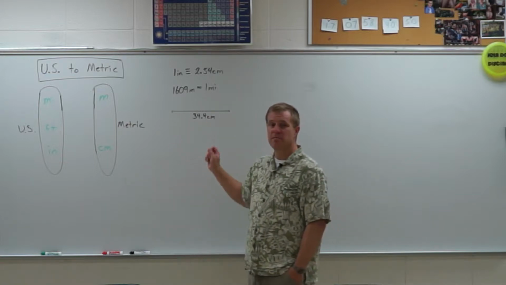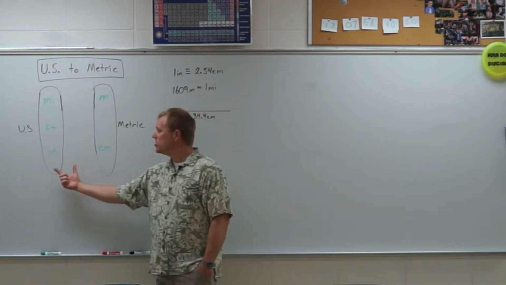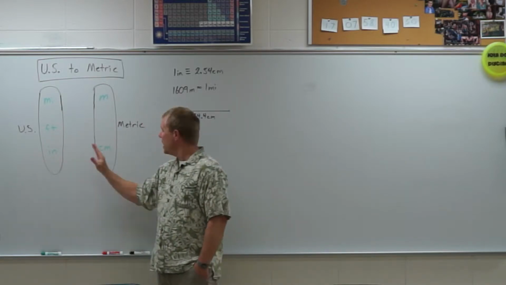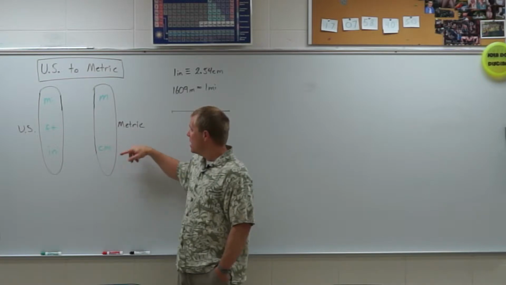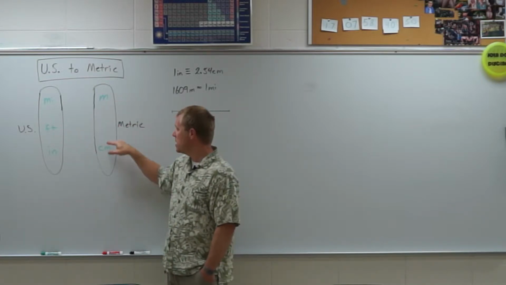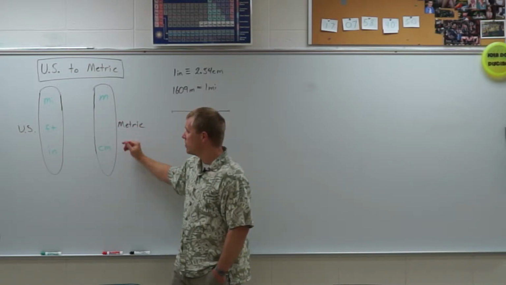We're going to look at US to metric conversions. Now, what you can think about for this is you can think about them as two cities on either side of a river. The US on one side, the metric on the other side. Now, you can go easily within the metric side. So you can go from meters to centimeters or centimeters to meters using your metric conversions.